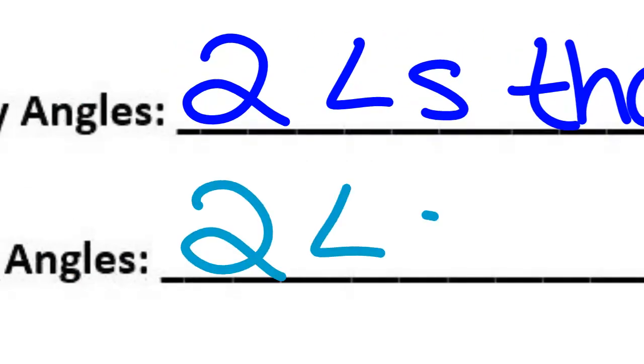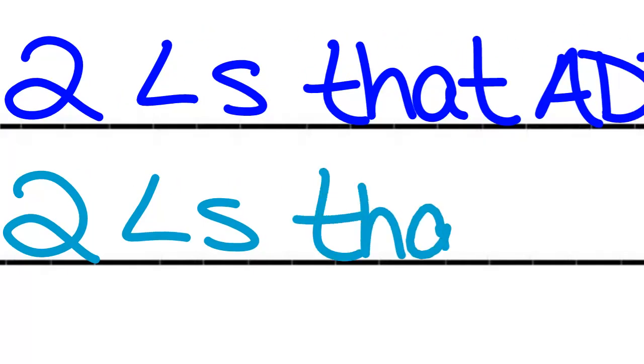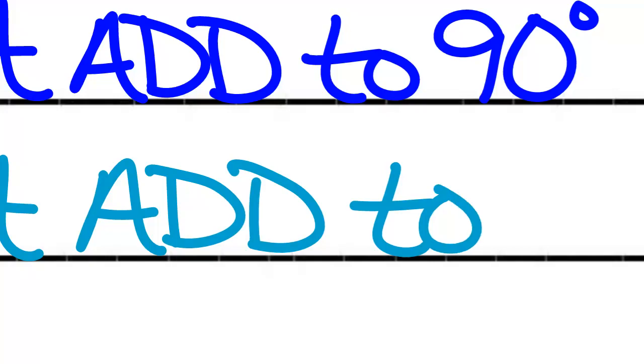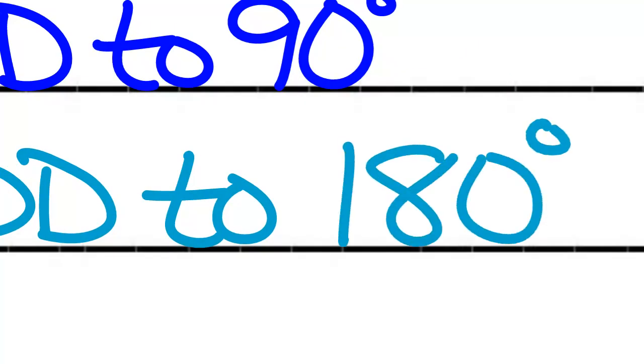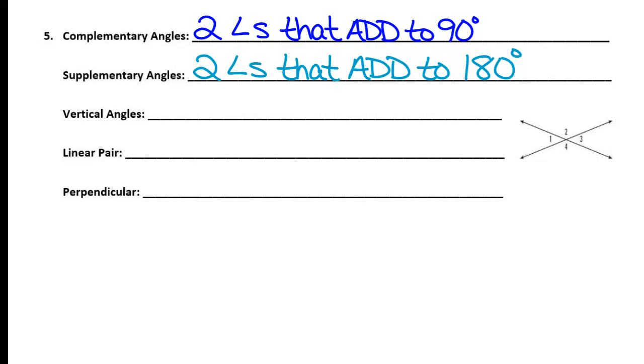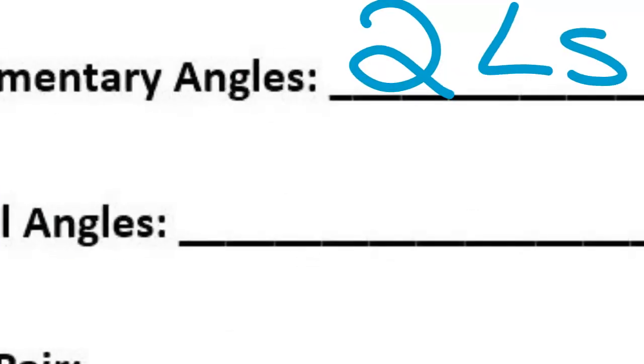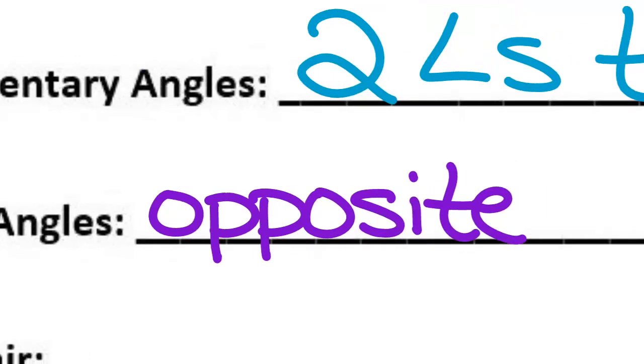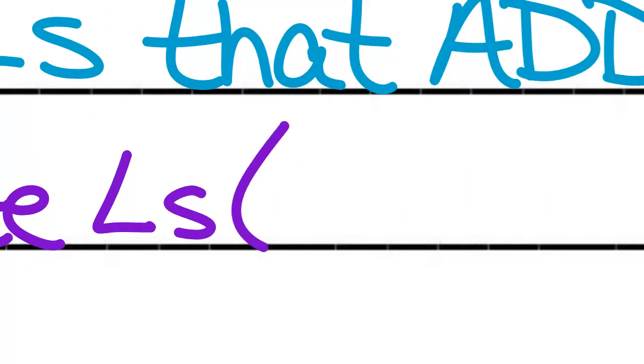Supplementary angles are two angles that add to 180 degrees. Again, supplementary does not mean 180. Supplementary angles means they add to 180. Vertical angles will always be congruent. These are opposite angles when two lines cross.